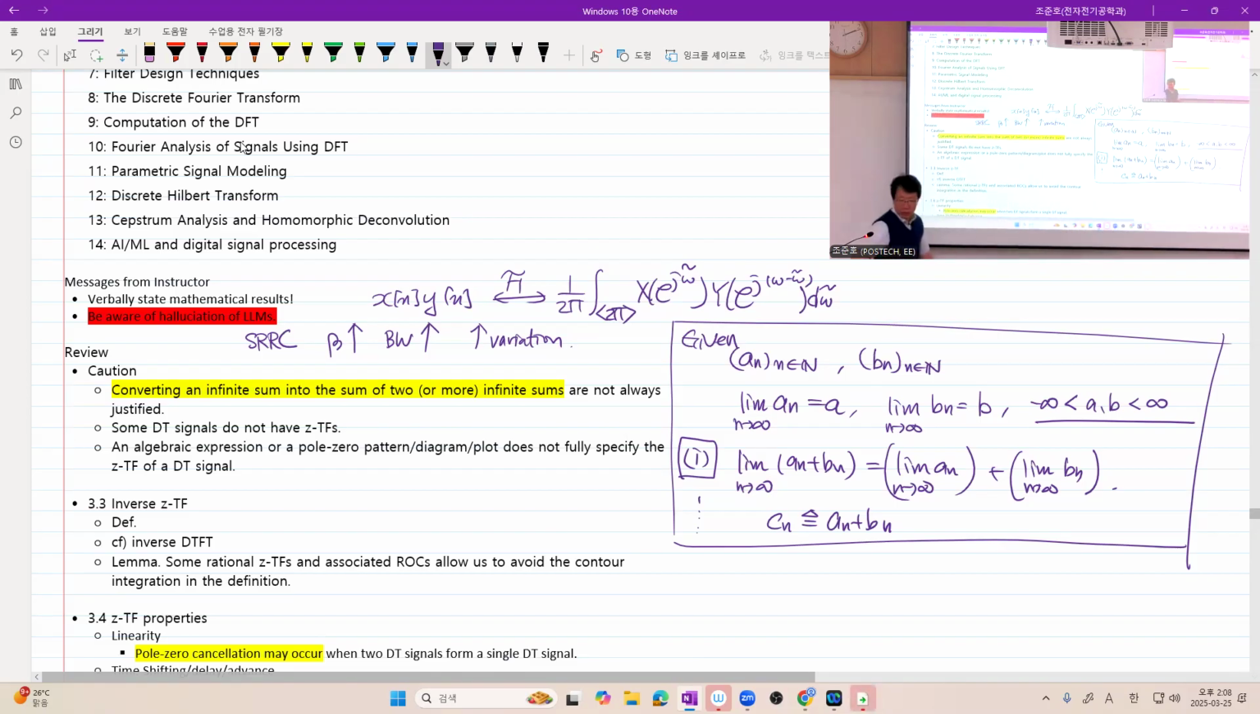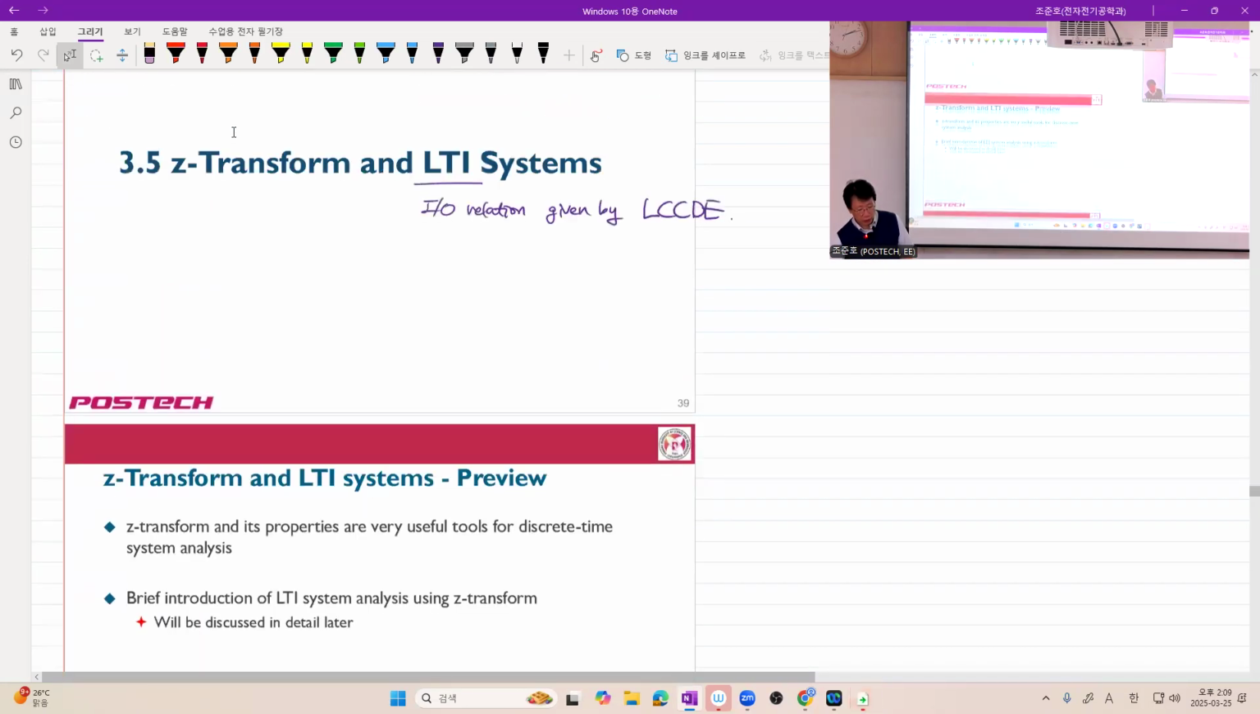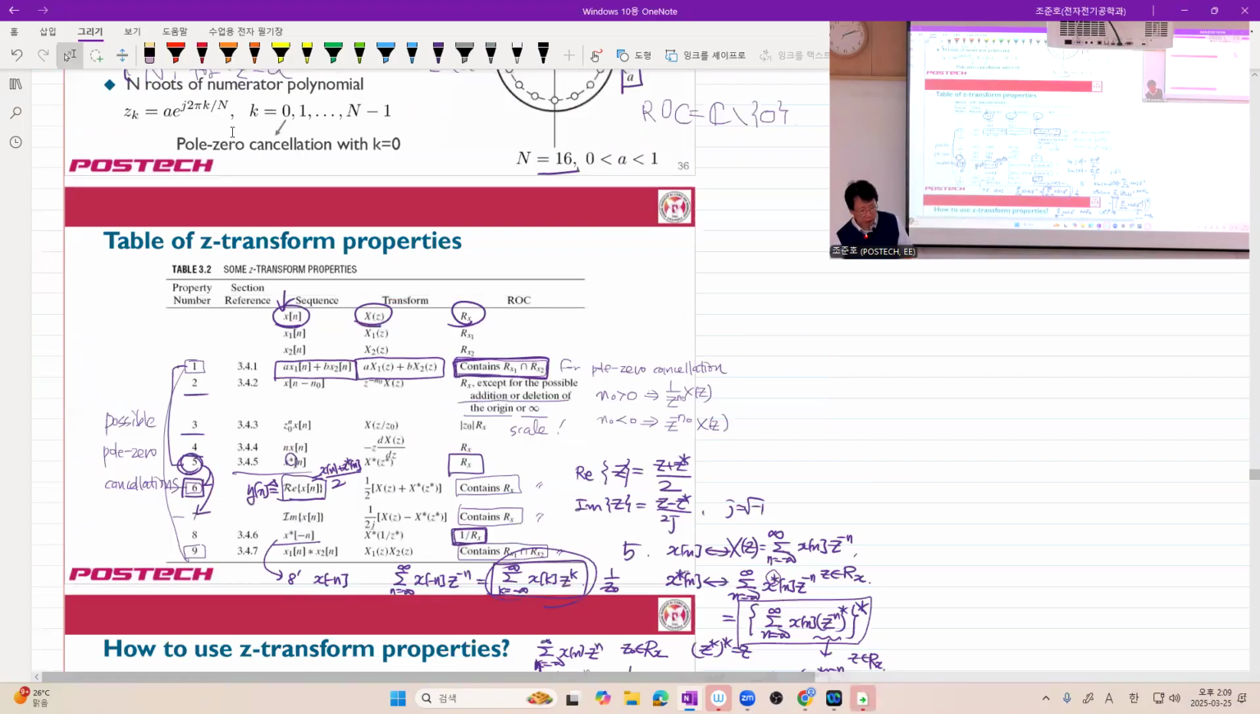That is what I told you: verbally state mathematical results. Do not try to just remember this. Try to interpret verbally, then the results come closer to you. So whenever you see something, try to verbalize. Try to use ordinary or technical terms. Got it? Now, this is very useful in our understanding of some of the results related to the strange behavior of region of convergence.